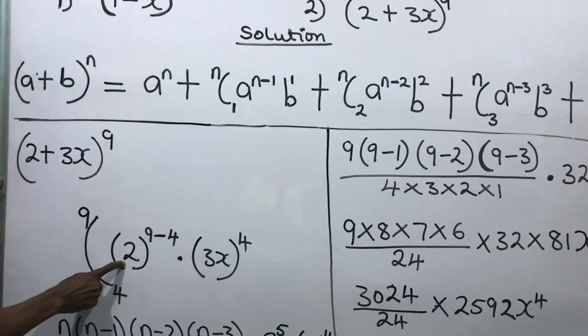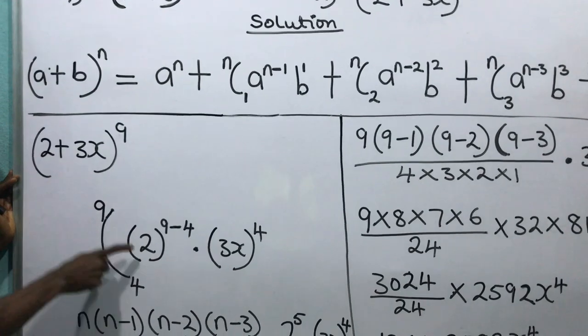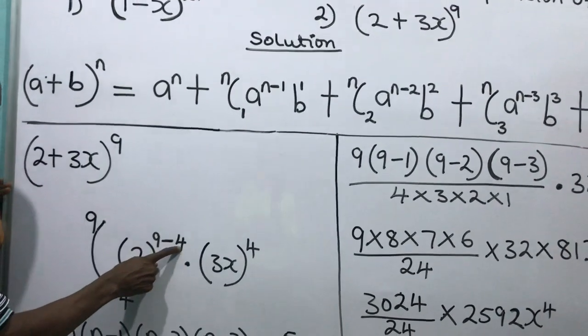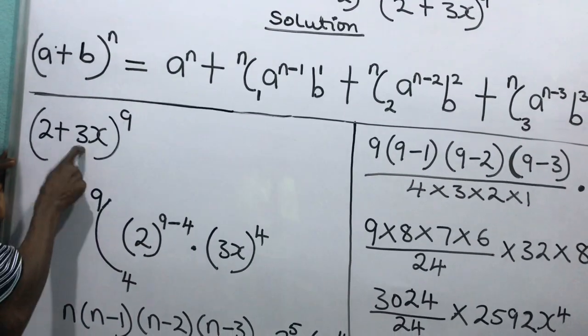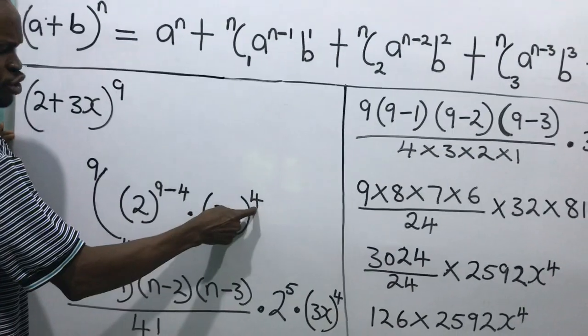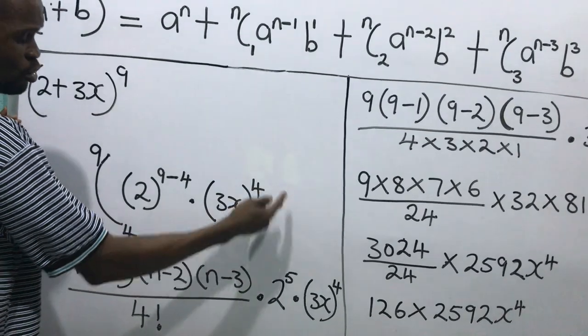4. And what happened to A? Look at A. A is 2. It becomes 2 raised to the power 9 minus 4. This 9 will be reduced by what? 4. Then what happened to B? B will be raised to the power 4. That means (3x) all raised to the power 4.